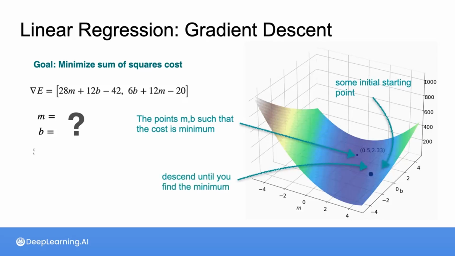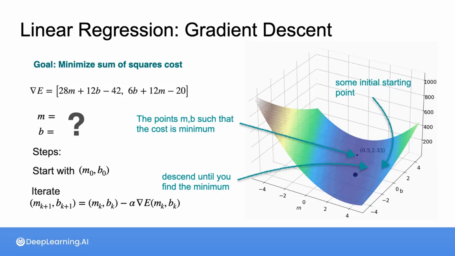Mathematically, the steps are the following. First, you start with some point m0, b0. That's some random slope and some random y-intercept. And then you iterate: m_{k+1}, b_{k+1} is the (k+1)th iteration, and that's the kth iteration minus alpha times that gradient on top evaluated at m_k, b_k.